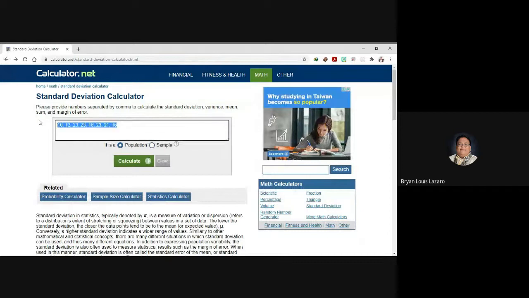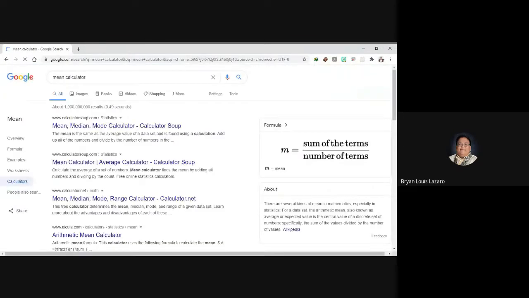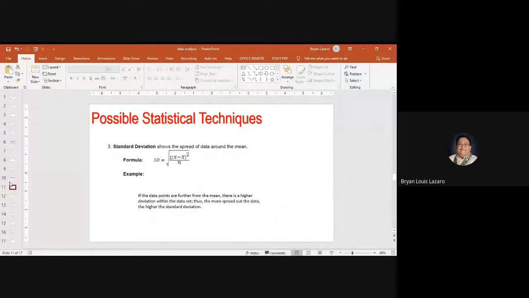Tapos, pwede rin kayo maghanap ng mean calculator online. So, ang dami, diba? However, kapag kasi group data siya, like what I've shared a while ago, balik ko doon sa aking presentation, ito, diba may mean tayo dito?